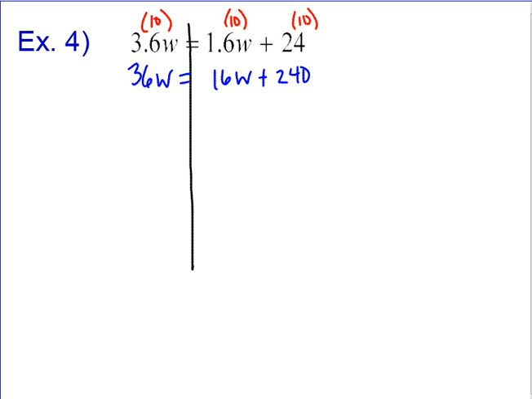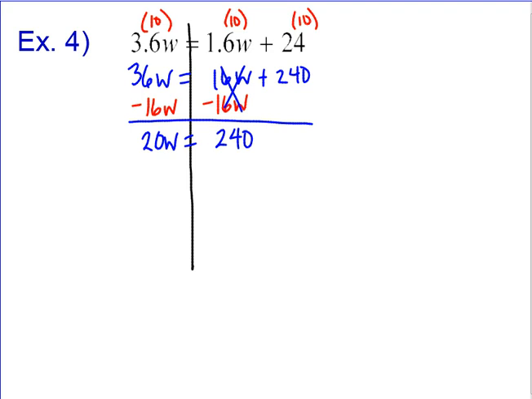So what we want to do then is to combine terms. We're going to keep 36w and get rid of the 16w from both sides. That's going to give us 20w on the left. 16w's go away. We have 240 on the right. Divide both sides by 20. And we get an answer of 12.